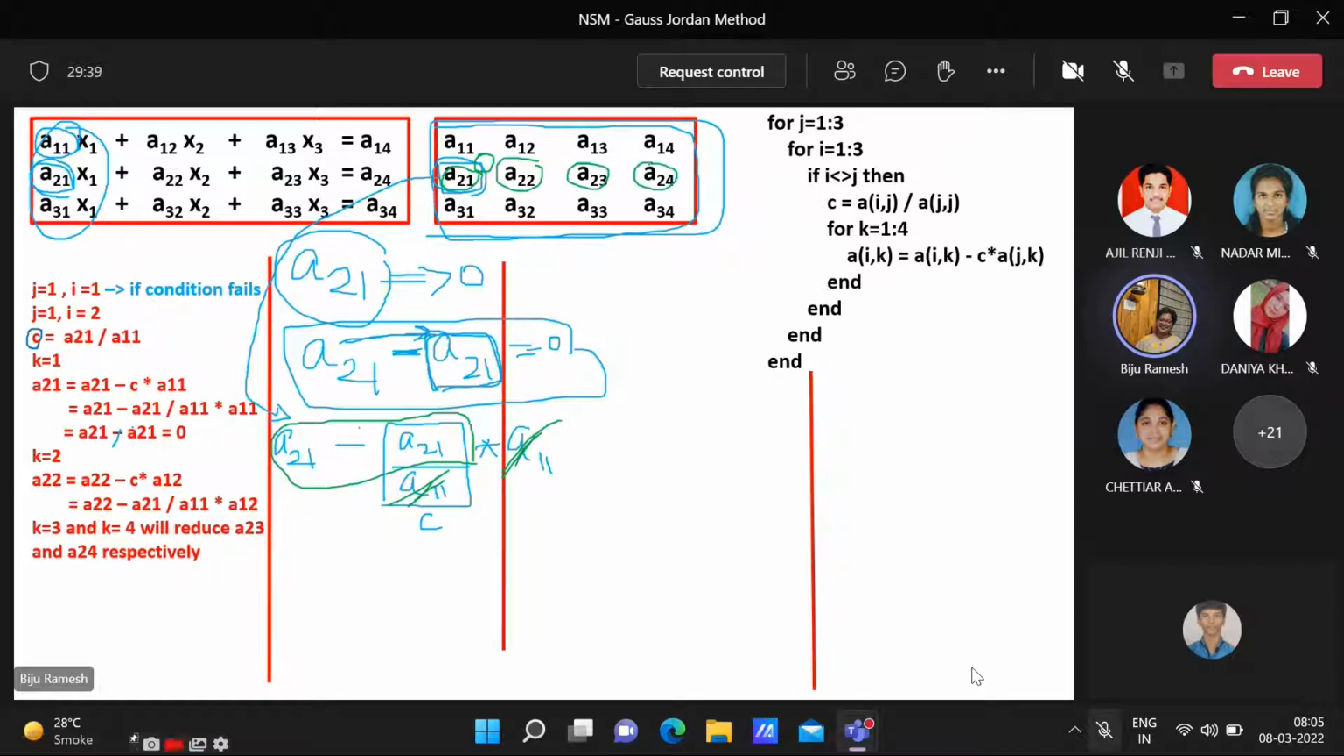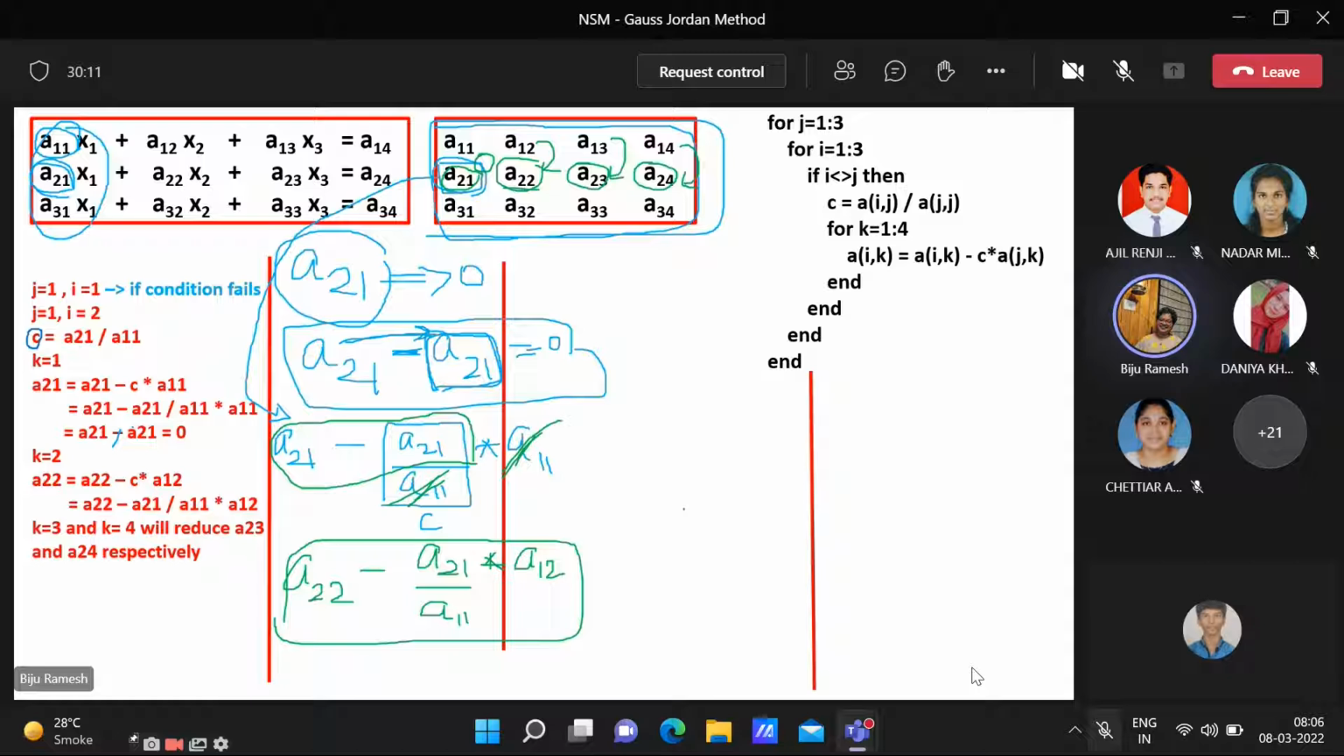So now A21 will be this. What will be A22? This is the second one. A22 minus A21 by A11 into A12. I'll be using this one for this, this one for this, and this one for this. So here you will not get a 0. Some number you will get. It will reduce to some number.